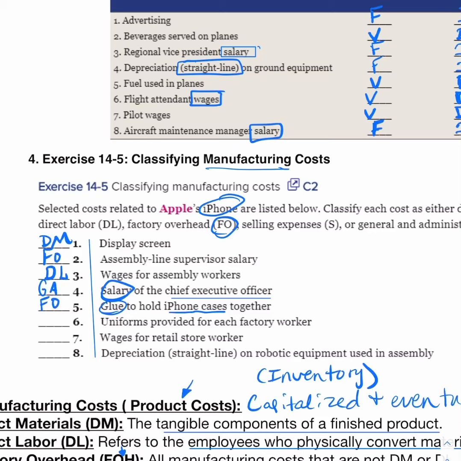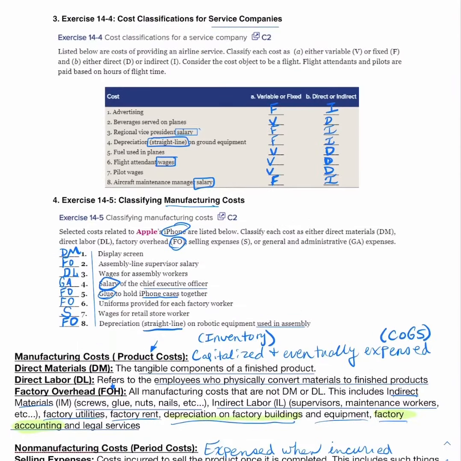Next, we have uniforms provided for each factory worker. Once again, this is factory overhead. Wages for retail store workers. So these are the people actually selling our products. These are selling expenses. And finally, depreciation, straight line, once again, on robotic equipment used in assembly. So if it is used in the assembly of these phones, then that will be factory overhead. So that wraps up questions 3 and 4.